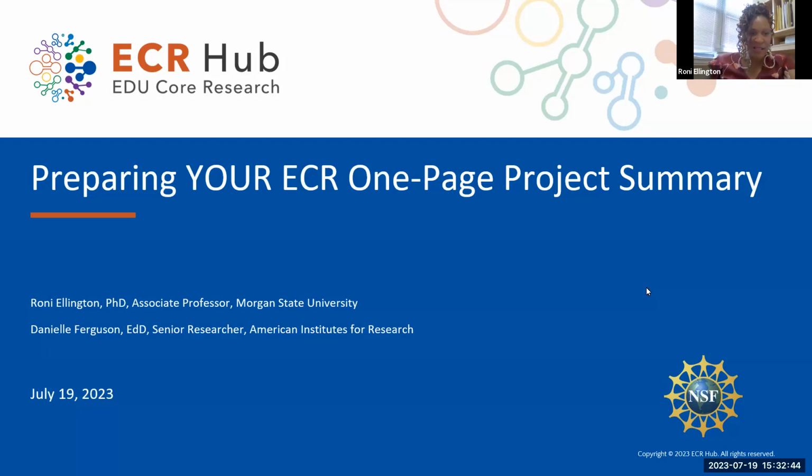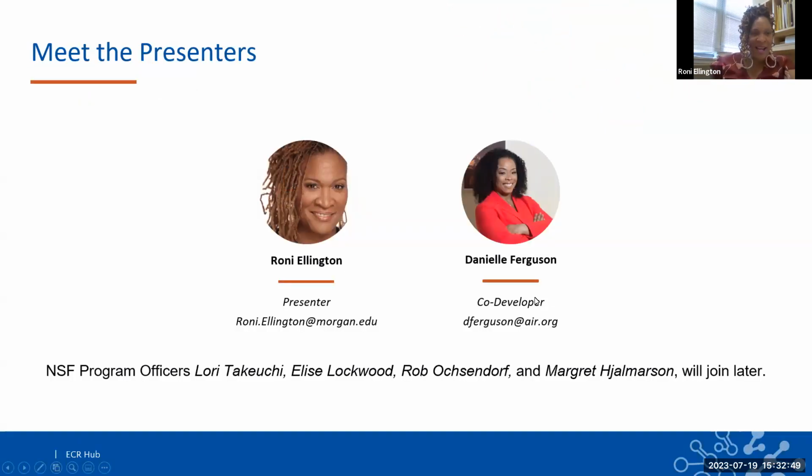I'm Dr. Ronnie Ellington, and I'm a professor of math education at Morgan State University. And I'm also one of the co-PIs for the ECR Hub, the newly funded, well, it doesn't feel new. As of October, we formed this hub, and we've been working diligently to provide experiences that really do support our current and prospective grantees in the ECR program. So that's me. Welcome. And I'll let Danielle introduce herself.